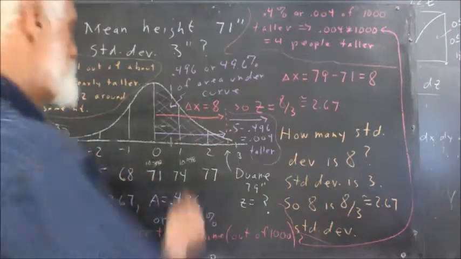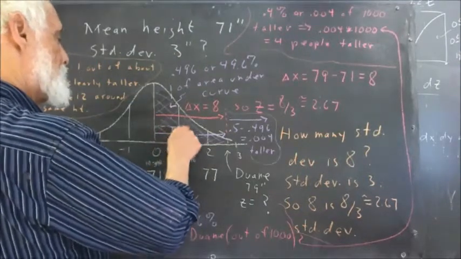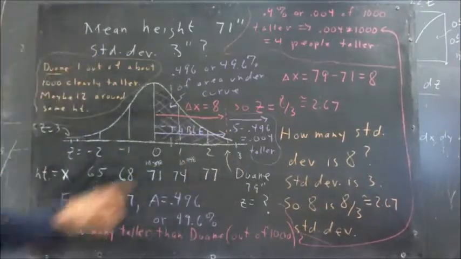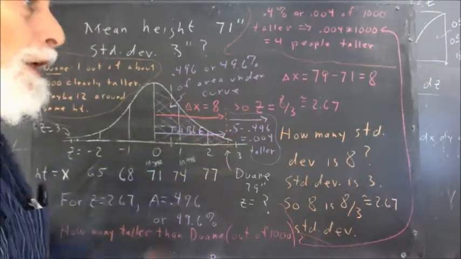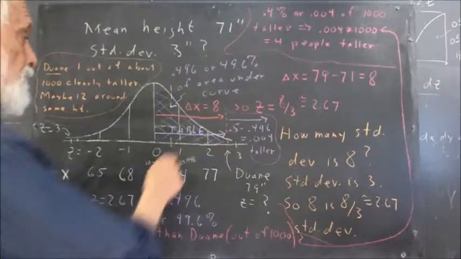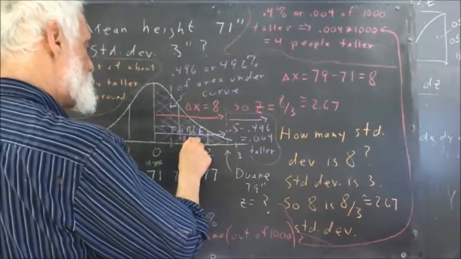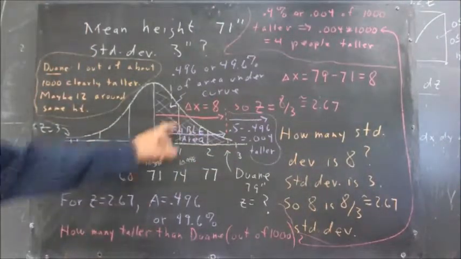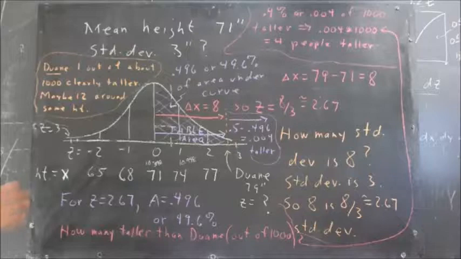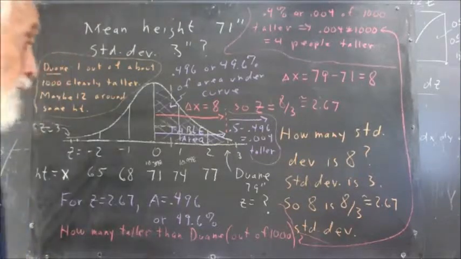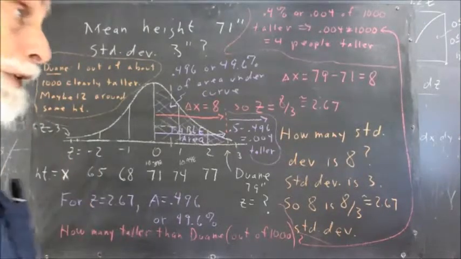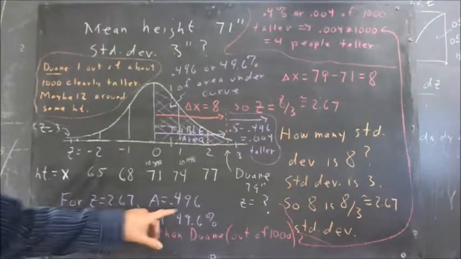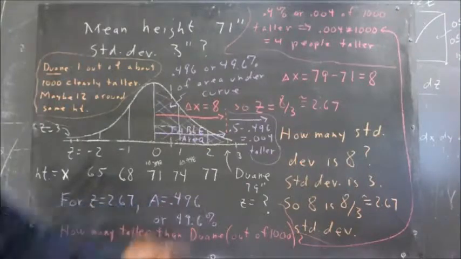So table, not sure how legible or visible that's going to be, but I'll write the word table in here. The table gives you this area. So I'll say table area. I don't think the purple shows up that well, but that's what we're saying here. So what we do is we look up the table area. It corresponds to Z equals 2.67. I don't think anybody had any trouble doing that. They found that the area was 0.496.